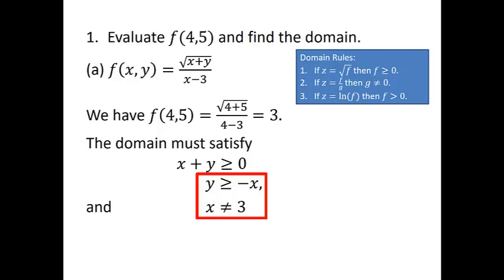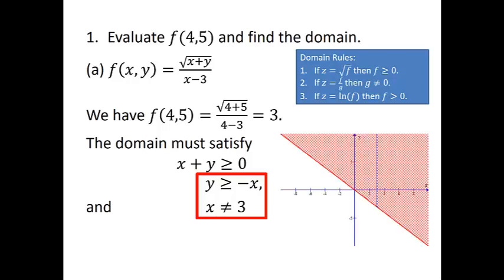To sketch the domain, keeping in mind the domain is a subset of R2, it would look like this. So we have the line y equals minus x. Notice that y must be greater than or equal to minus x, but we've excluded the value x equals 3.